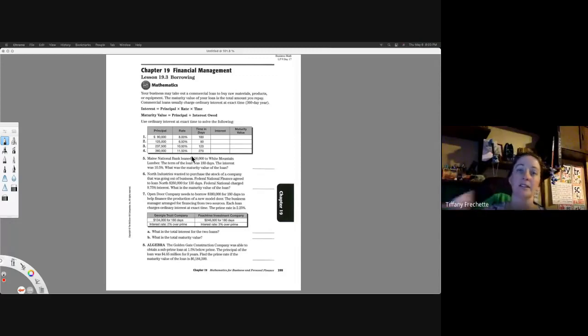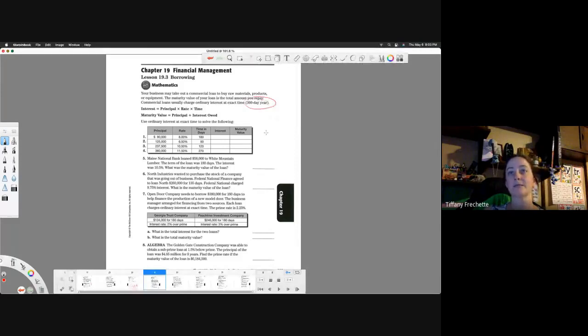All right, so the little summary here is your business may take out a commercial loan to buy raw materials, products, or equipment. The maturity value of your loan is the total amount you repay. Commercial loans usually charge ordinary interest at exact time, and they're giving us this little clue. So 360-day year. There's 365 days in a year, but when we're using ordinary interest at exact time, we do it a little differently. We do it with 360. It just kind of evens out the months a little bit more.